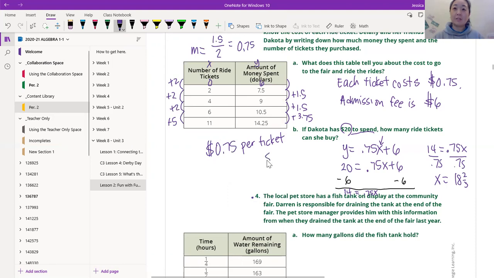So we can say she can buy 18 ride tickets. And with the 66 cents left over, she could buy something else. I don't know what's available for 66 cents, but whatever that is. All right, but that's how we know how many tickets she can buy, right?